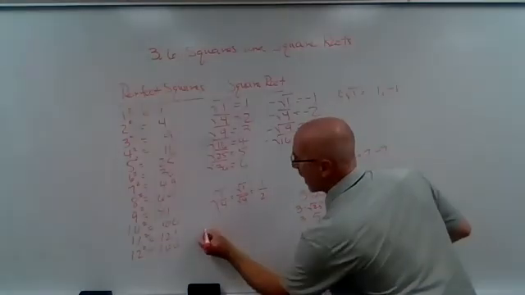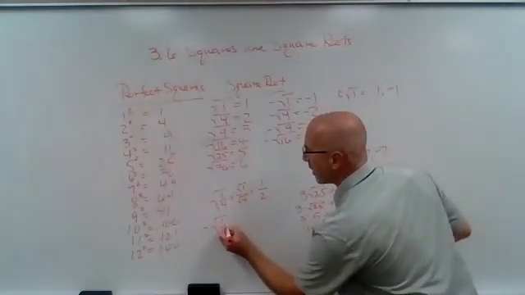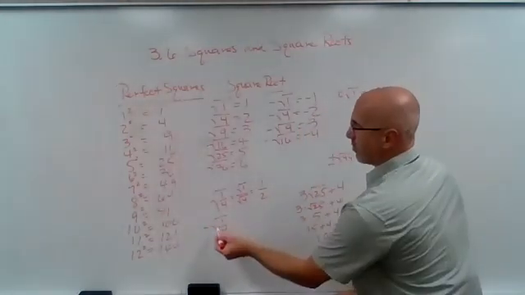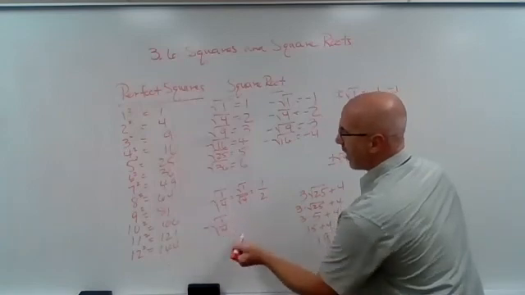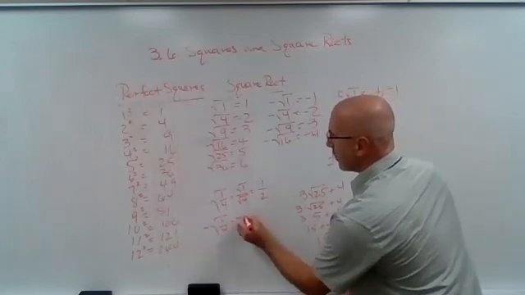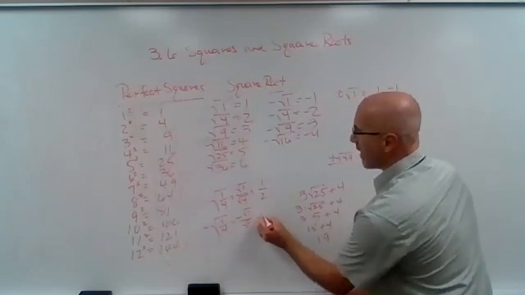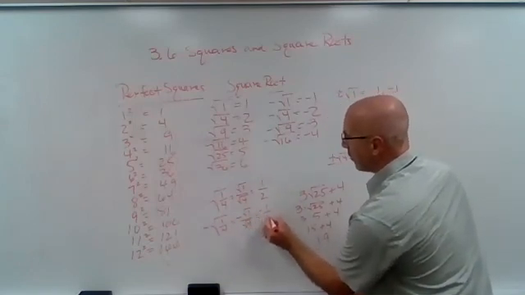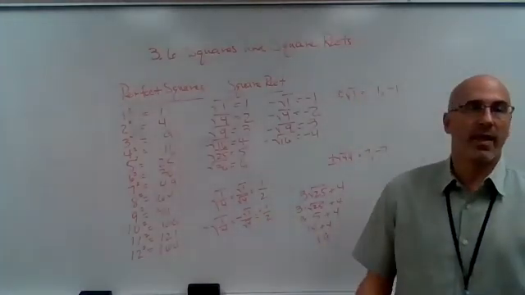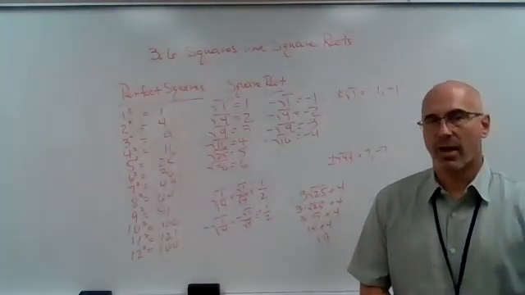If by chance we had the negative square root of 1/4, what we'll do is we'll take the square root of this fraction and we will take the opposite of it. And that equals negative 1/2. And that is your introduction to square roots and perfect squares.